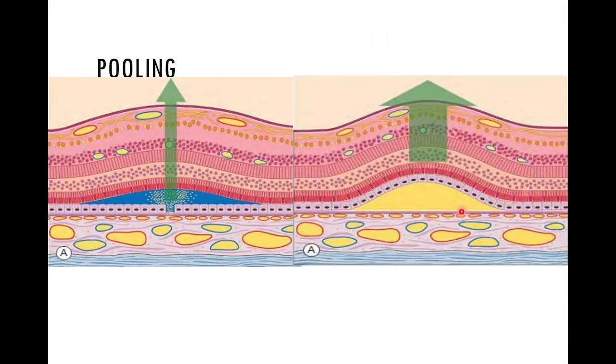Next, we move on to the pooling. Pooling is the accumulation of the dye in the anatomical space. So, we see two pictures here. This is the retinal pigment epithelium. This is the neurosensory retina. So, it is named as neurosensory detachment. The neurosensory retina gets detached from the underlying RPE, retinal pigment epithelium. So, this is neurosensory detachment.